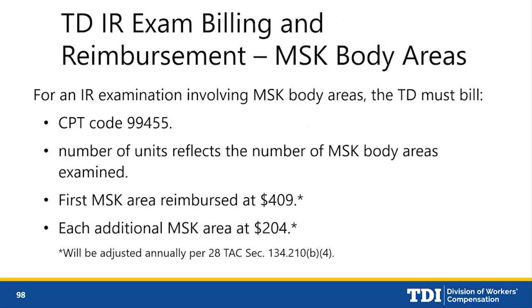Your units are going to reflect the number of body areas. If it's MSK, it's going to be up to 3 body areas, so $409 for the first MSK body area, and then $204 for subsequent ones. These are not subject to discounts. So this is the full MAR amount with the maximum of 3 body areas, and that is the amount that should be paid.